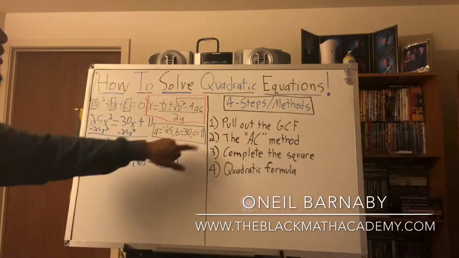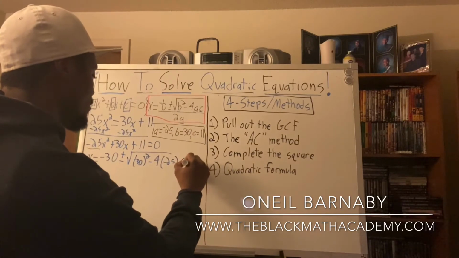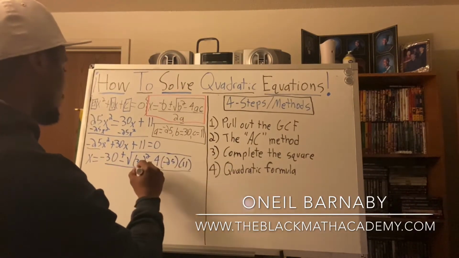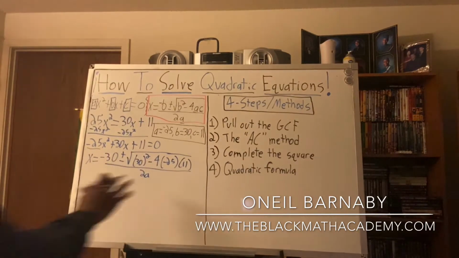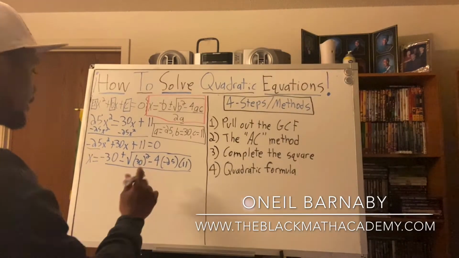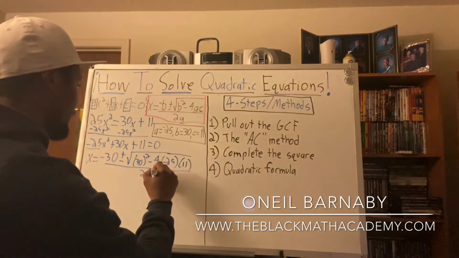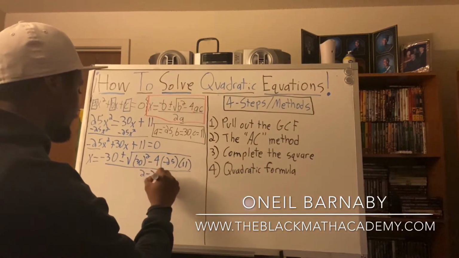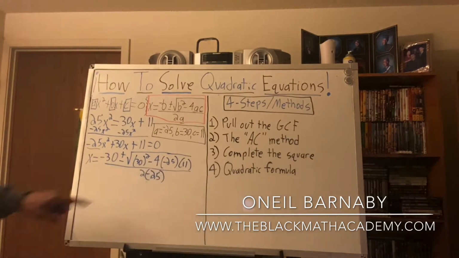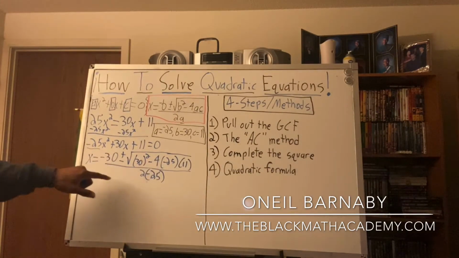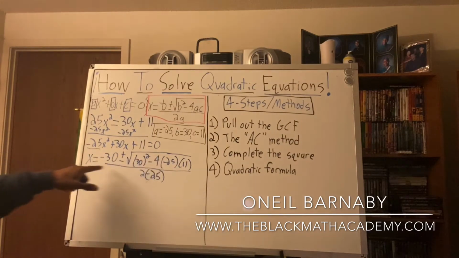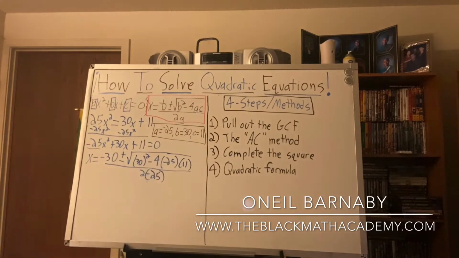And C is 11. And this value is all over 2A. Oh, sorry, we know what A is. Excuse me, A is... I'm sorry, negative 25. So here's what we have: negative 30 plus or minus the square root of 30 squared minus 4 times negative 25 times 11, divided by 2 times negative 25.